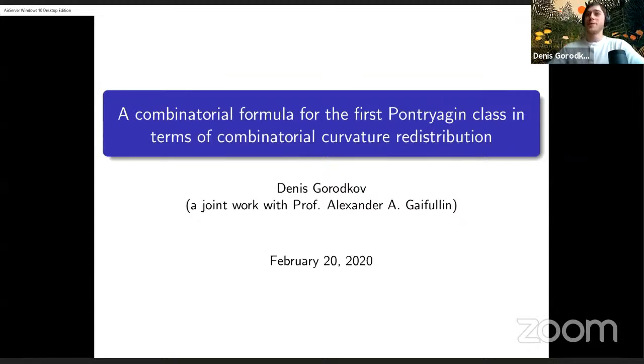So I'll be talking about Pontryagin class formulas for combinatorial manifolds, and I'll first do just a general introduction, a few words. I believe the number of my slides is very optimistic for a 40-minute talk. So sorry if I skip some of them. I'll try to make it as concise as possible.